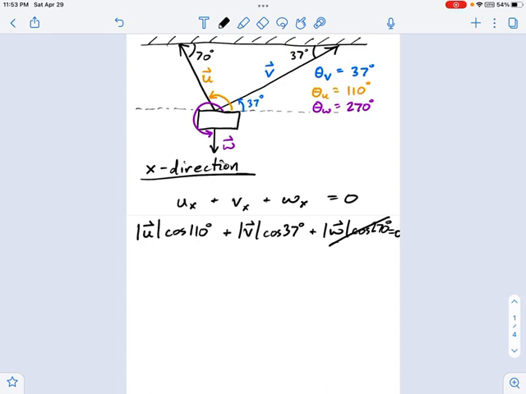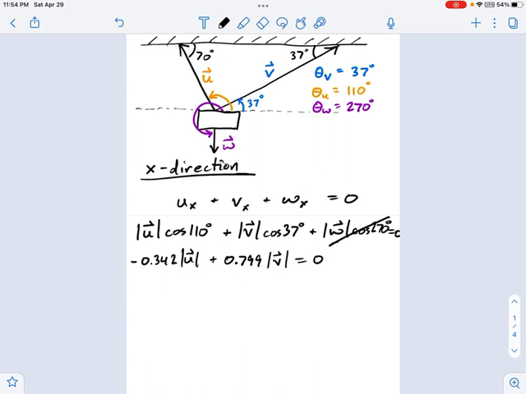If I simplify the rest of these, look what I get. Negative 0.342. With some more decimals, you're going to have to keep track of more decimals than I am, because you're the one getting graded on this assignment. But we've got negative 0.342 times the magnitude of u plus cosine of 37 degrees. That is 0.799 times the magnitude of v.